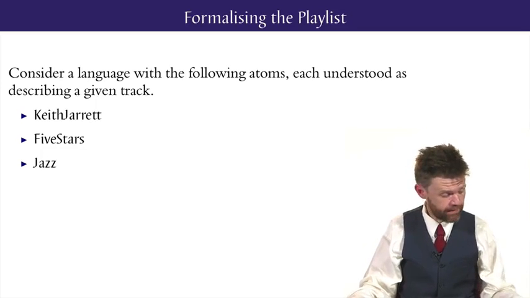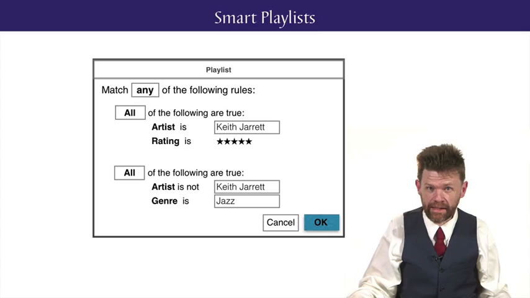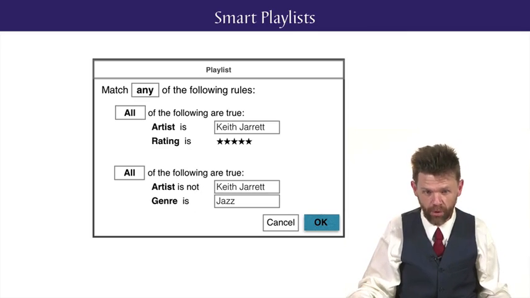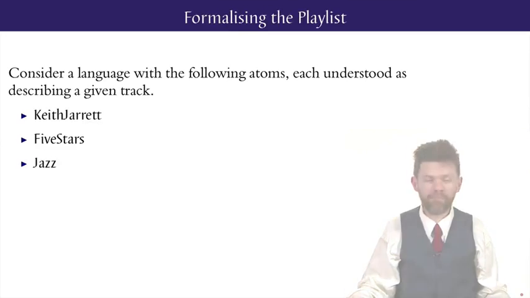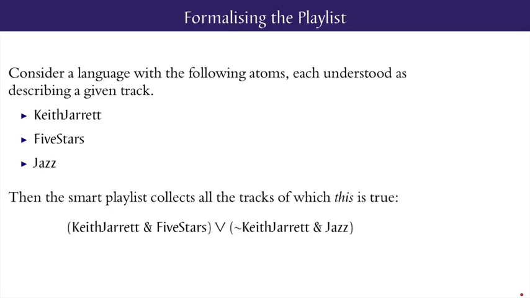Then the smart playlist, which says match either of these two rules, and each of the rules then say match both of the following criteria, can be understood as saying give me all of the things which are Keith Jarrett and 5 stars, or not Keith Jarrett and jazz. And so we've got a different way of describing the kinds of things that we could do to query a database. And now we might ask the question, are all of the different things that you can describe in this formal language the kinds of things that you could make a smart playlist for?